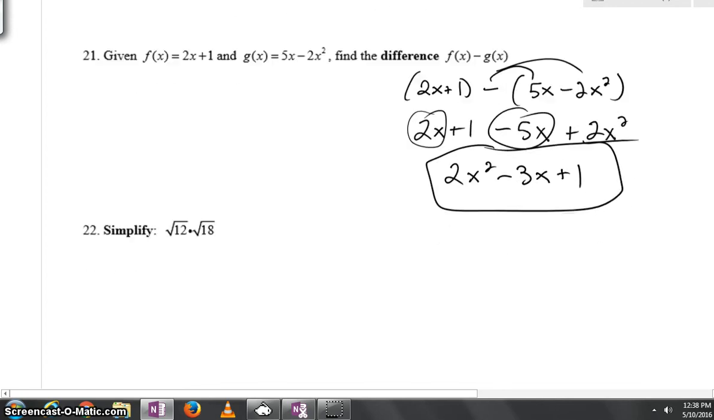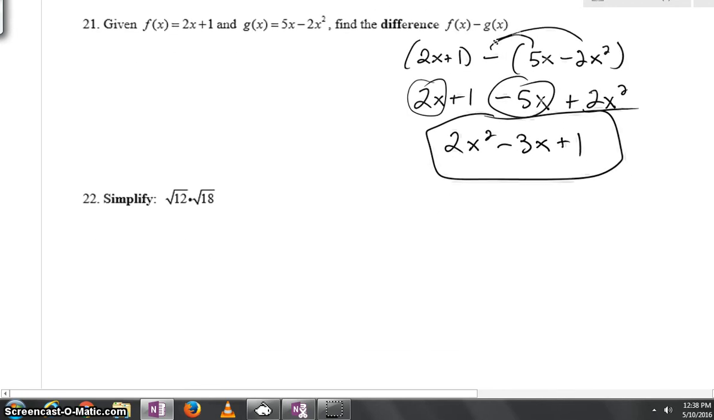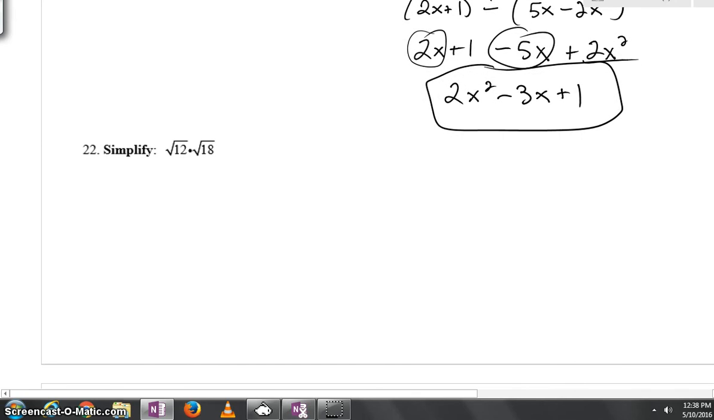All right, as we look at number 22, and we'll end our video here. For 22, radical 12. Let's do a division tree for 12. 2 goes in, leaving us with a 6. 2 goes in again, leaving us with a 3. So this is really 2 times 2 times 3.